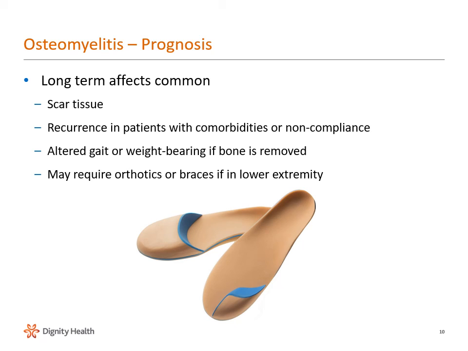The prognosis overall is pretty good as far as patient living through it, getting through it, but in patients with diabetes and vascular disease, it can lead to loss of toes, portion of the foot, or all of the foot. Some patients will develop scar tissue. Some patients will get recurrence based on their ability to heal their surgical wounds, as well as their comorbidities and whether or not they're compliant. Additionally, if bone is removed or portions of a limb are removed, it does change weight bearing, so custom orthotics or braces may be required to account for the changes in the structure of the foot.